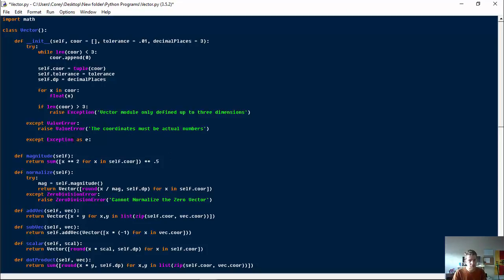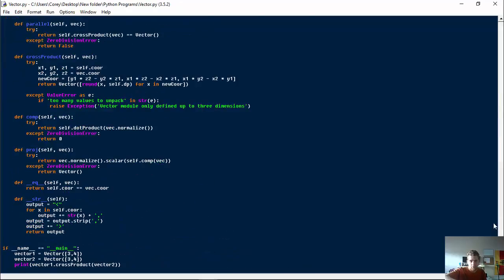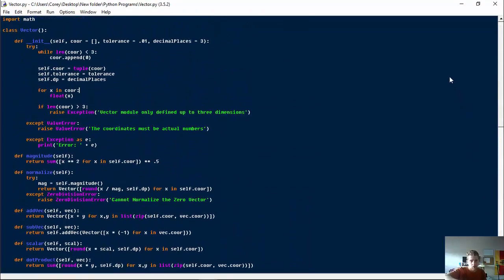Exception as E. Just going to print error, and then I'm just going to add in E. And that will be my exception. Oh, it'll actually keep going. This won't break out because it knows how to handle it, so it'll continue on with the vector. In fact, this should be raise exception. There we go.